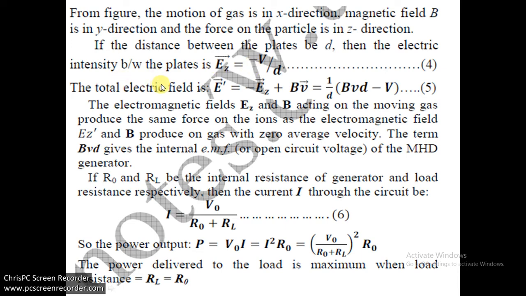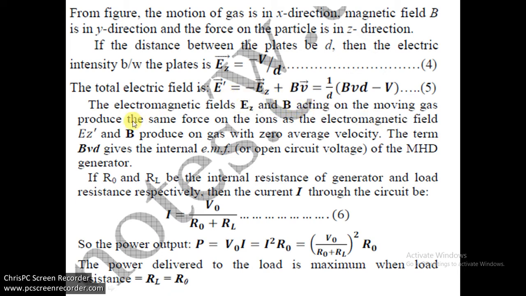So the total electric field can be written as E dash, which is Ez plus or minus VBD, this Ez. The electromagnetic fields Ez and B, now the field becomes electromagnetic fields. Ez is the electrical component, and B is the magnetic component.